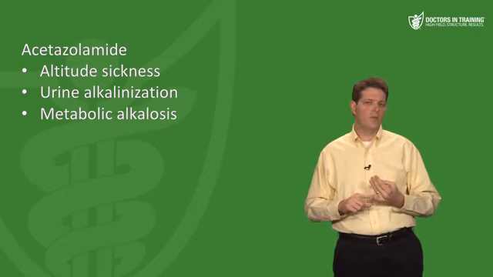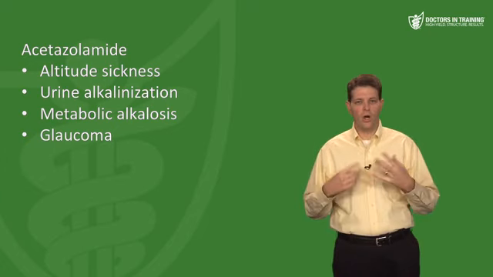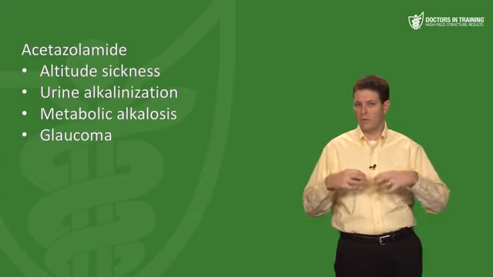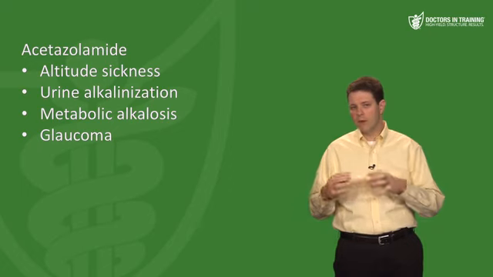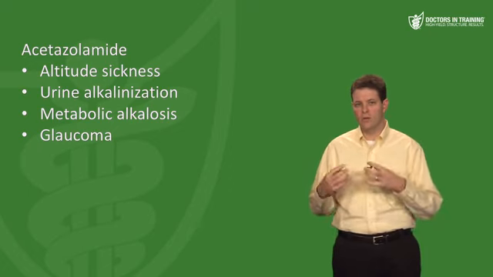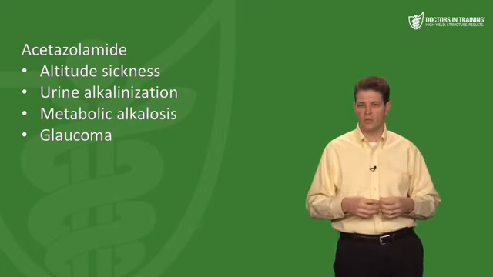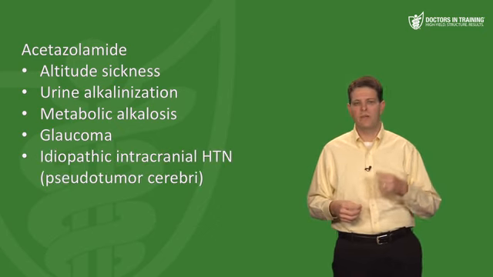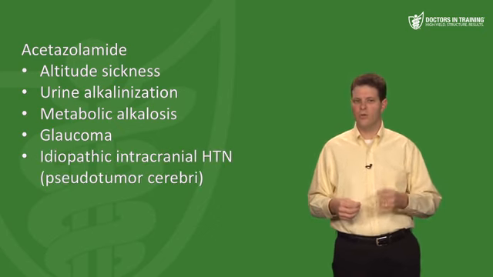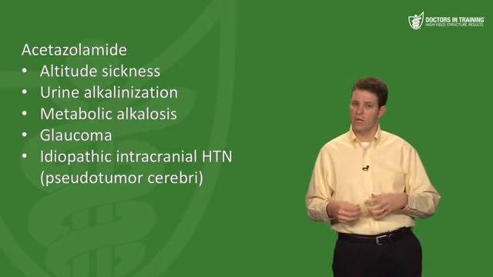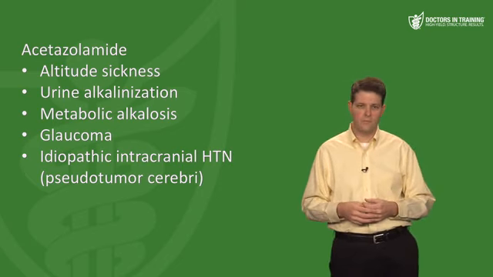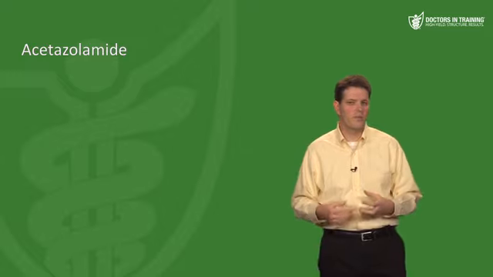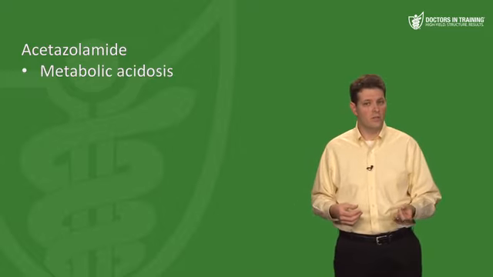We also use acetazolamide to treat glaucoma, because bicarb production draws water into the eye to form aqueous humor. So blocking bicarb production reduces production of aqueous humor. That's going to reduce the intraocular pressure. And acetazolamide is the first-line treatment for idiopathic intracranial hypertension, or pseudotumor cerebri, because it reduces the production of CSF as well. Then for the side effects, acetazolamide can cause metabolic acidosis.